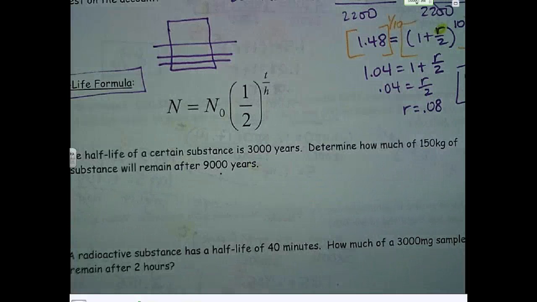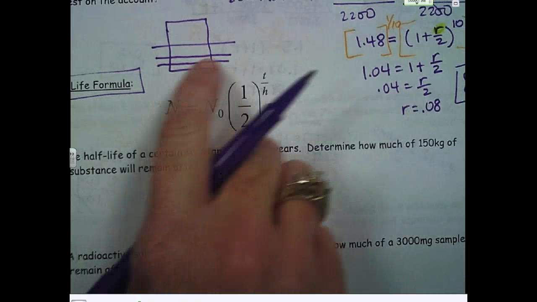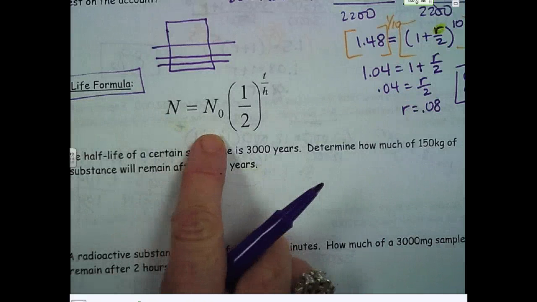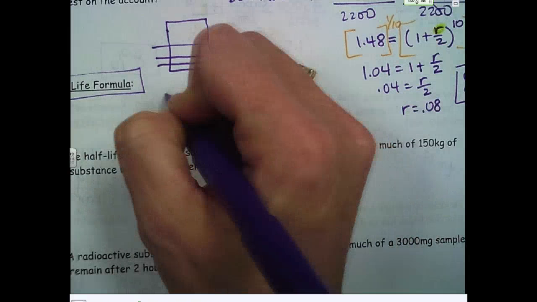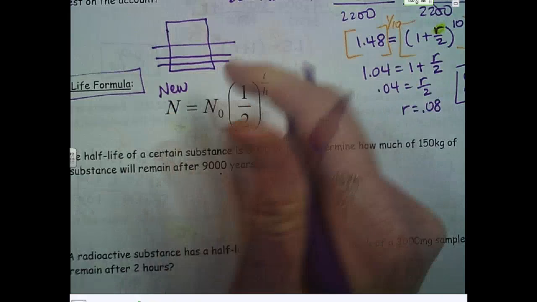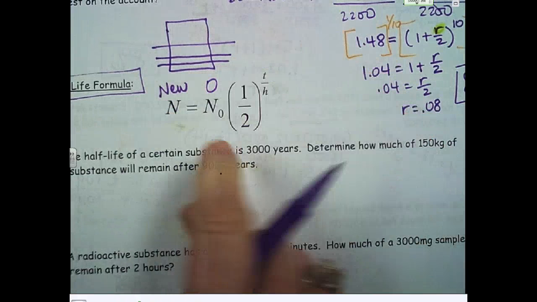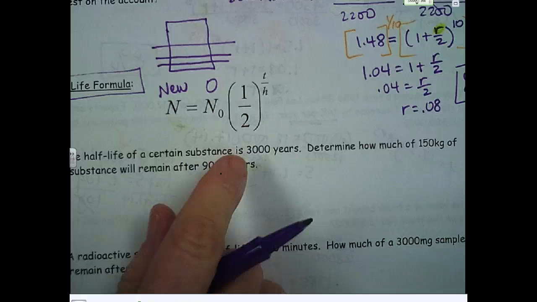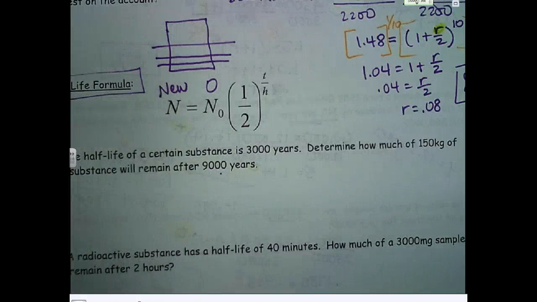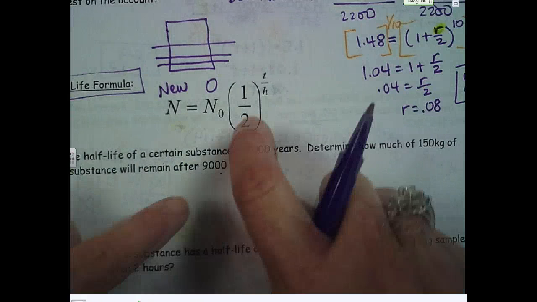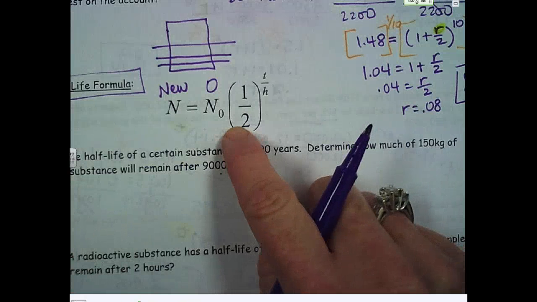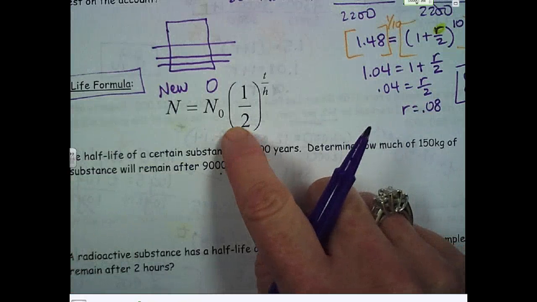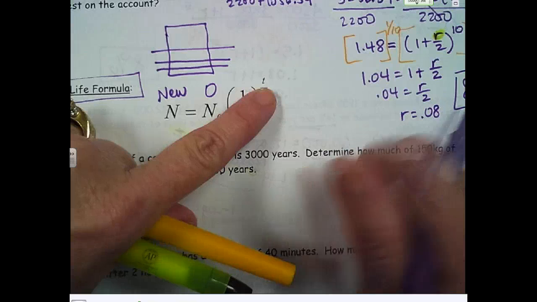Now, so let's try this problem. This is the formula. It's exactly the same as all the others. The first N is the new. The second N is the original. Okay, always, new, original, every time. Okay? The 1/2, well, that's easy. It's half-life. Okay? What do you think T stands for?